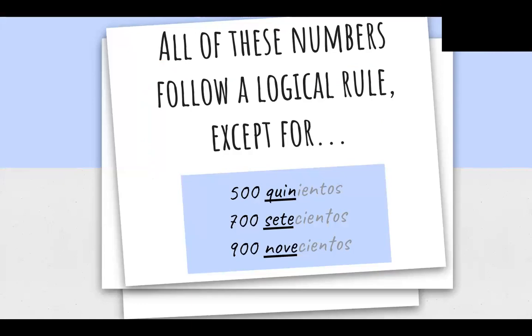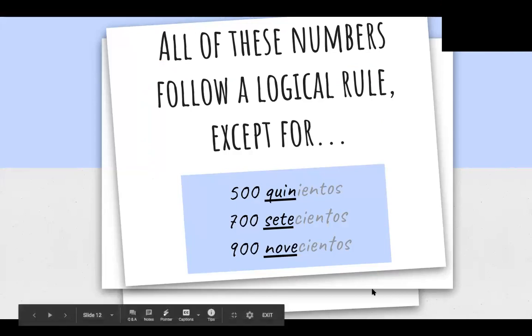So all of these numbers follow a logical rule with the exception of 500. Notice how it starts with quin. 700, notice how it starts with set. And 900, notice how it starts with nov.